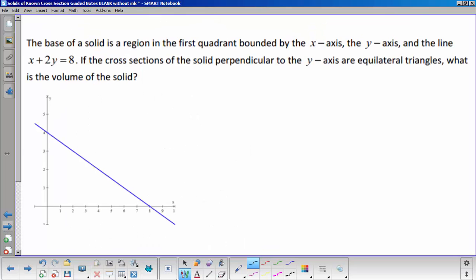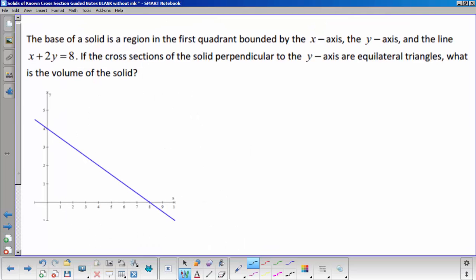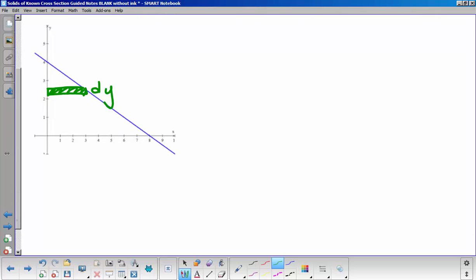Okay? Next one. What happens if I do the same thing and I want to now have it perpendicular to the y-axis? And what's different is I'm going to have equilateral triangles as my slice. So we're going to use the same base area, and we want the volume to be created by equilateral triangles that are perpendicular to the y-axis. And if it's perpendicular to the y-axis, it's going to be dy instead. And so I'm going to pull out a slice here, an equilateral triangle.